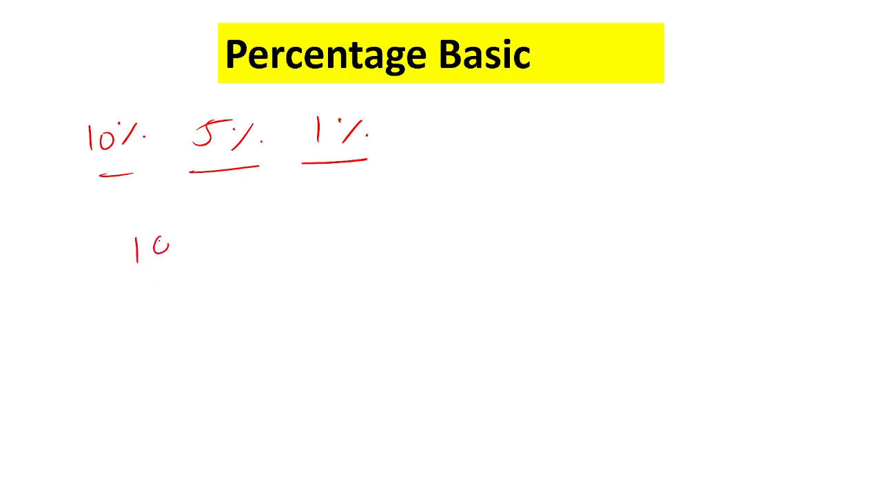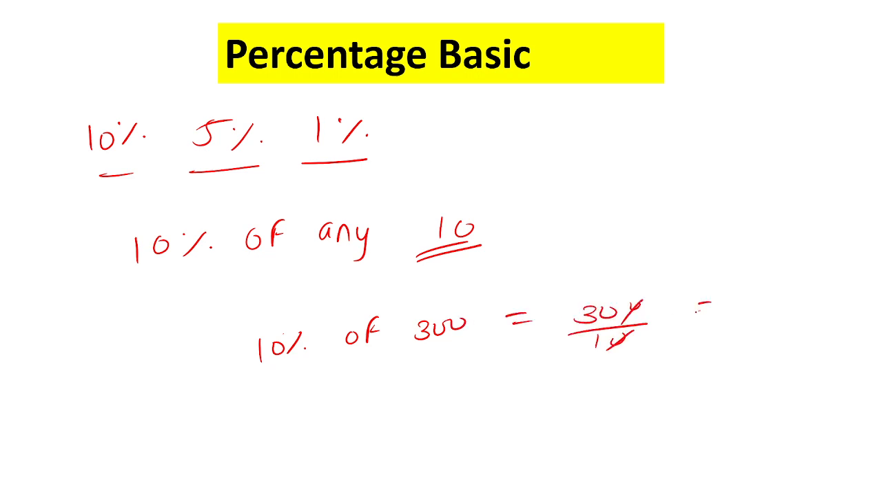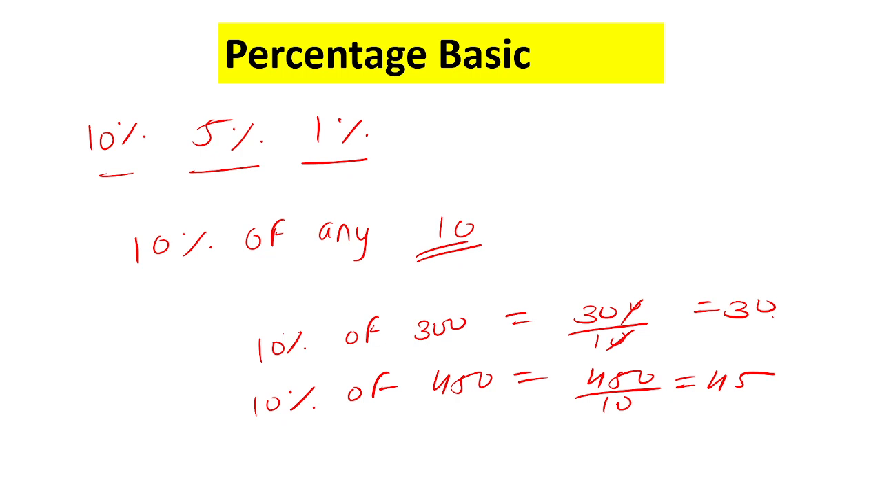If you want to find 10% of any number, you just divide it by 10. Let's see, 10% of 300 will be 300 divided by 10, that is 30. If you want to find 10% of 450, 450 divided by 10, you will get 45.